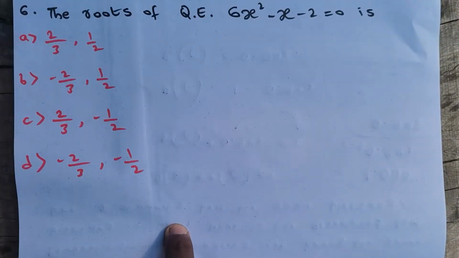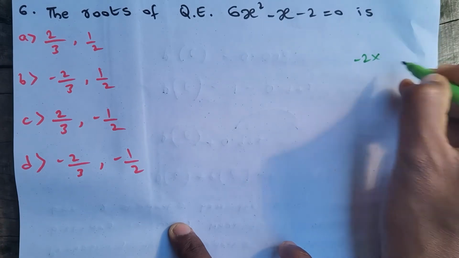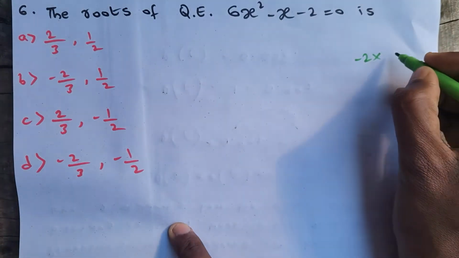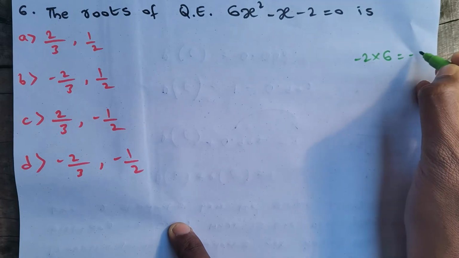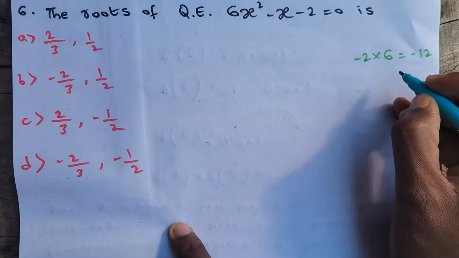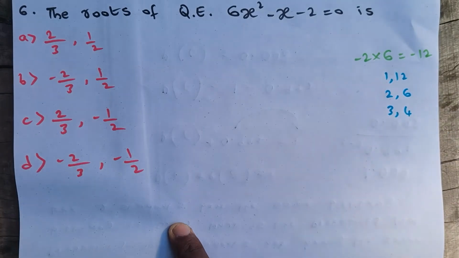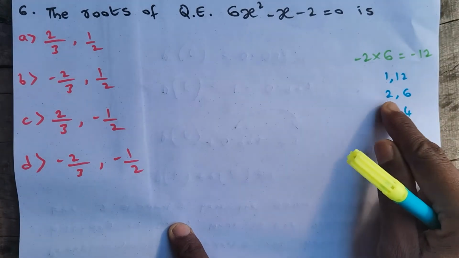Next, question number 6. The roots or zeros of the quadratic equation 6x square minus x minus 2 equals 0. The constant is minus 2, into x square coefficient 6, minus 2 into 6 is minus 12. Now write all the tables where we will get 12: 1 12, 2 6, 3 4, and in reverse again 4 3, 6 2, 12 1.